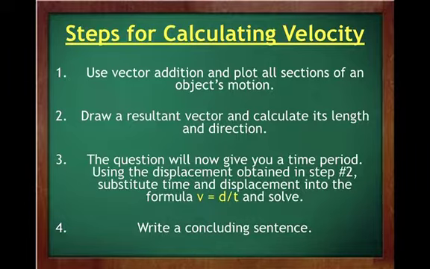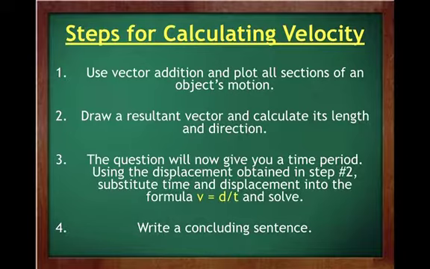The question, because we're dealing with velocity, is also going to give you some amount of time. So once you've calculated your displacement, to calculate the velocity, you need the time that displacement occurred. You will end up having to plug those two things into that formula where velocity is equal to displacement over time, and then get the value for your velocity and whatever it's asking you for.